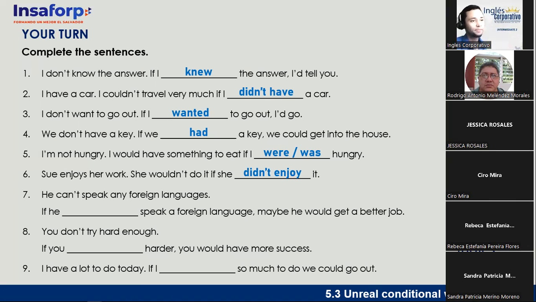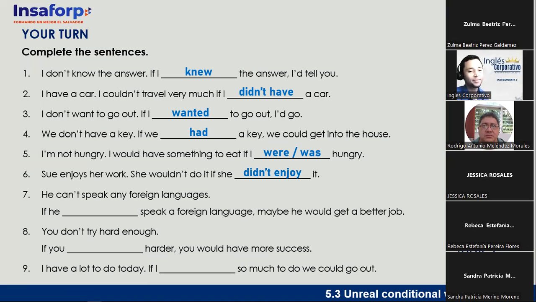Let's give it a try. Zulma. Good evening. He can speak any foreign language. Foreign language. If he can't speak a foreign language, maybe he would get a better job.